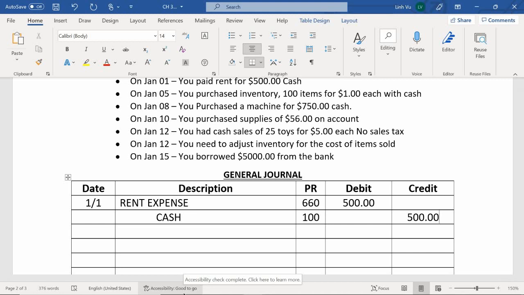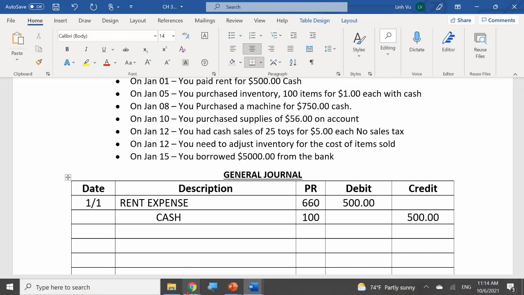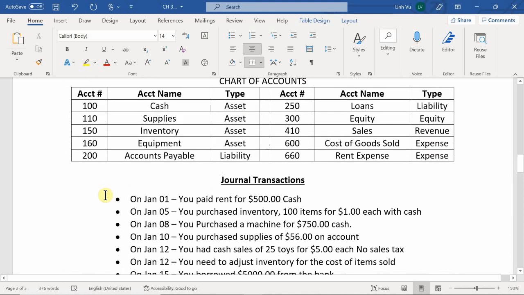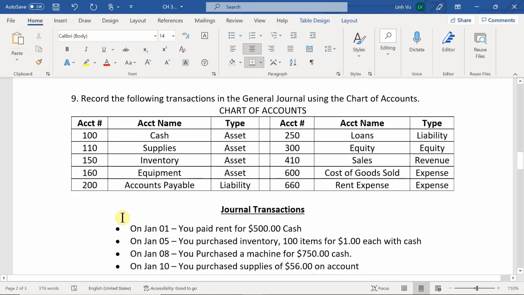So good. Excellent. So let's take a look at the second one. On January 5th, you decide to purchase inventory of 100 items for $1 each with cash. So in this case, which accounts am I going to be using? Because I bought inventory, obviously, for my business. I purchased inventory with cash. 150 and 100. Inventory account and my cash account.